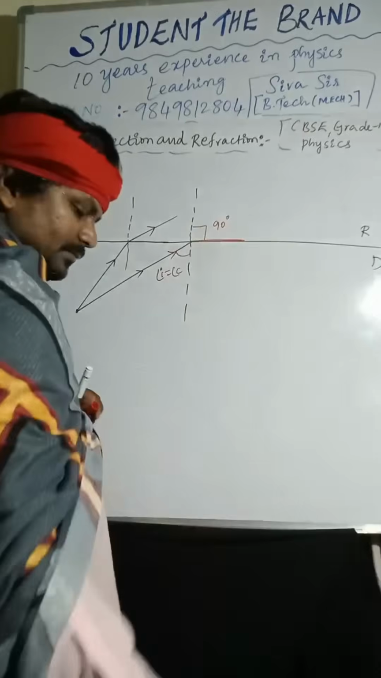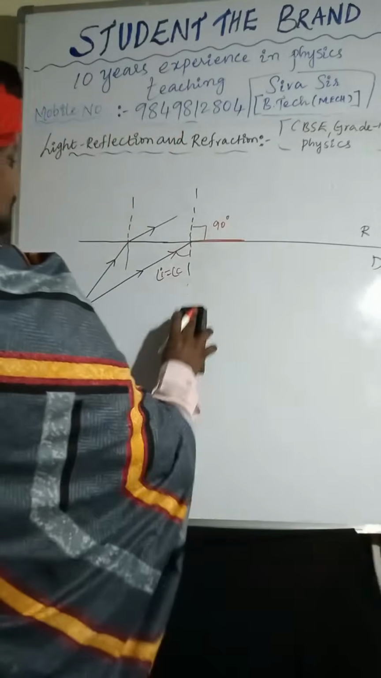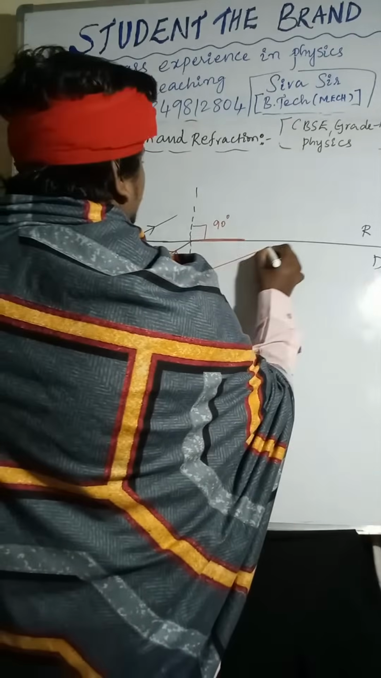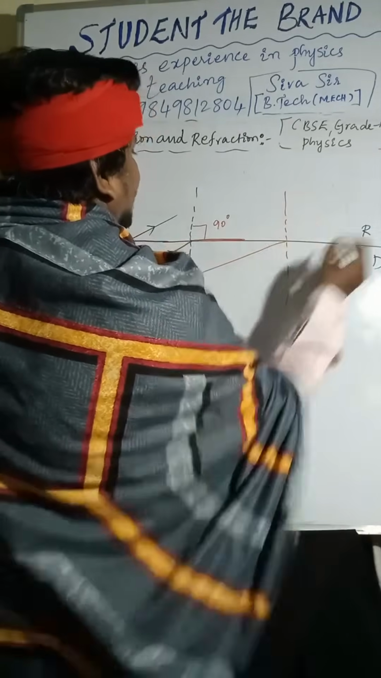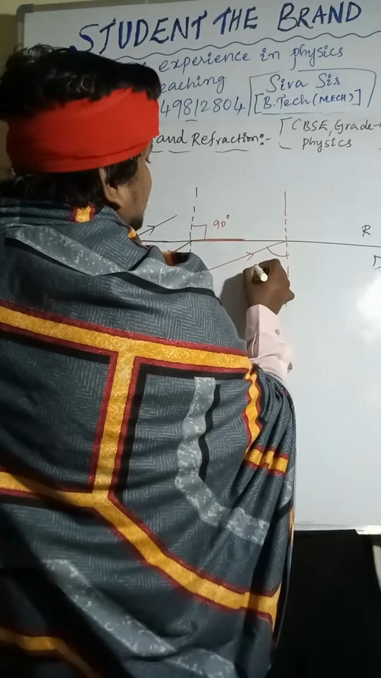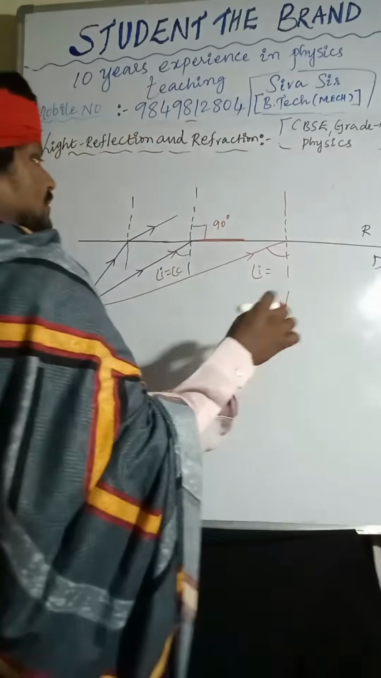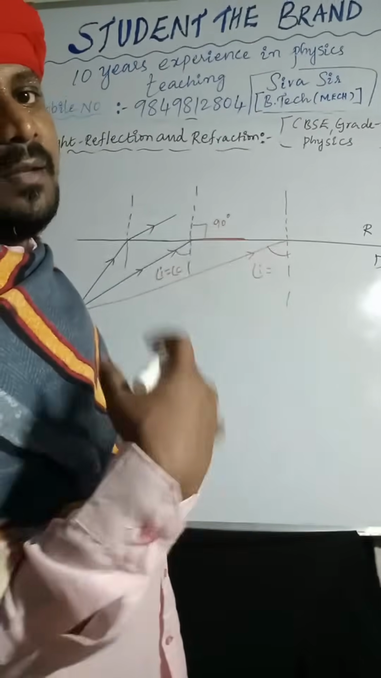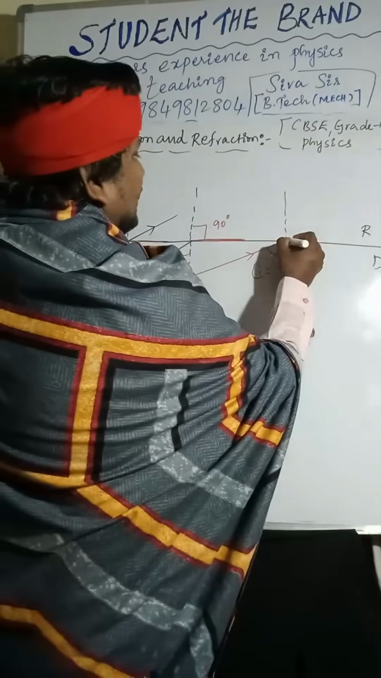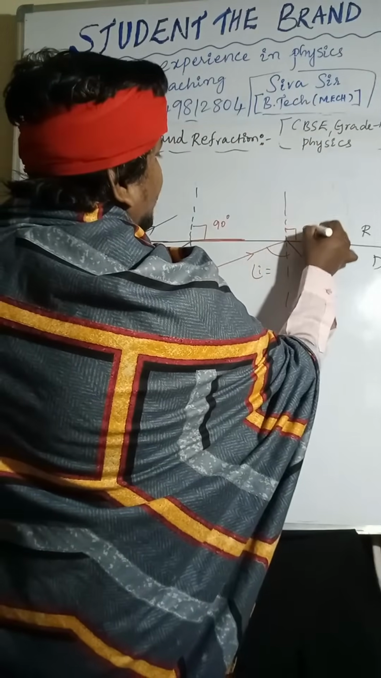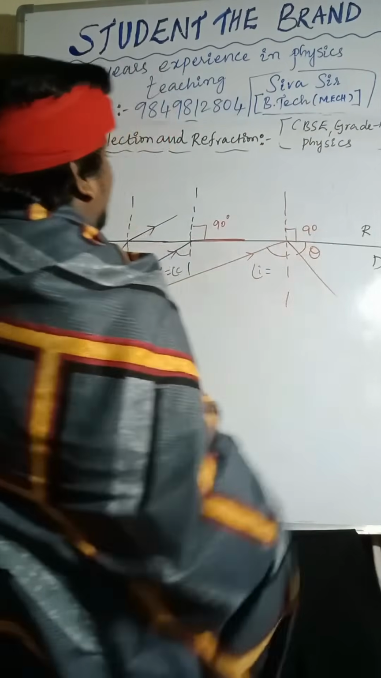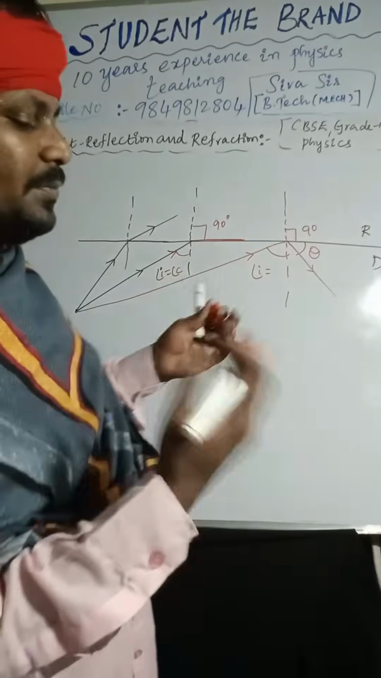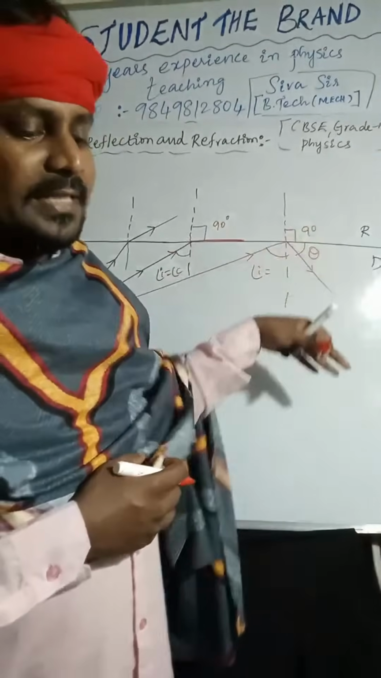Next one. So the light ray is passing from denser to rarer. Now the refracted ray makes more than 90 degrees, then it reflects back into the same medium.